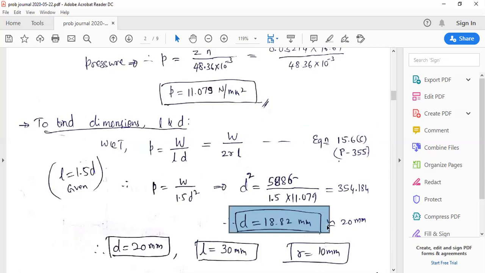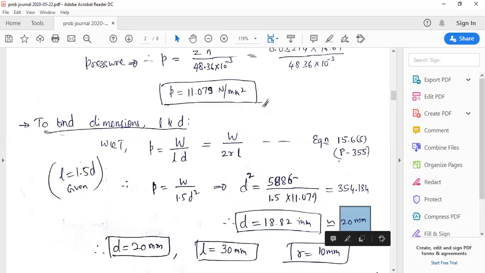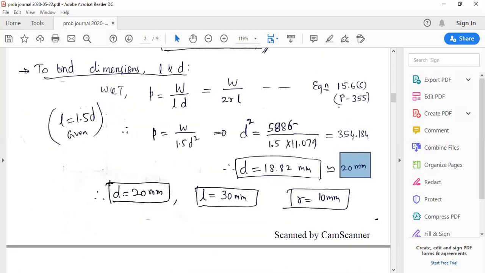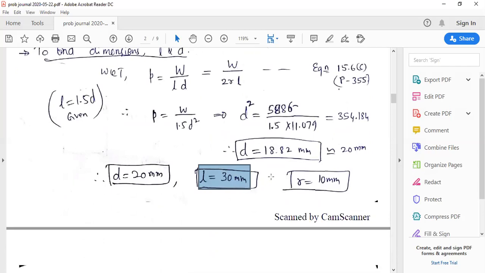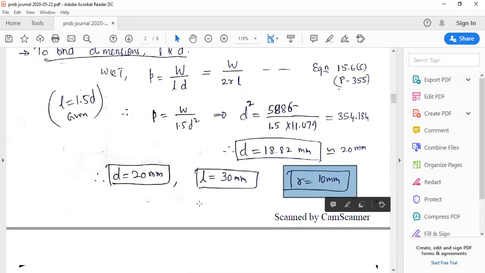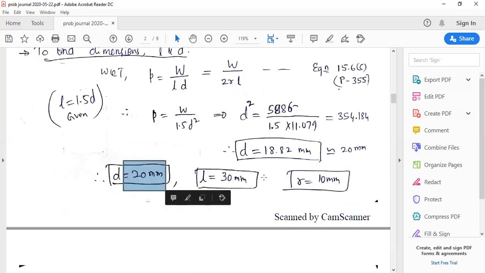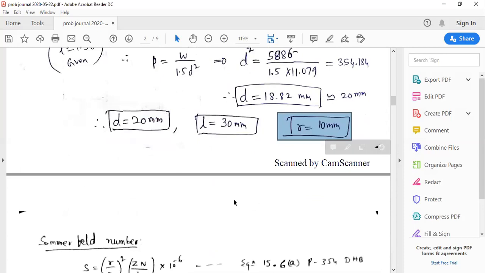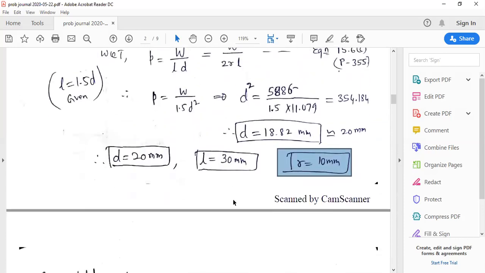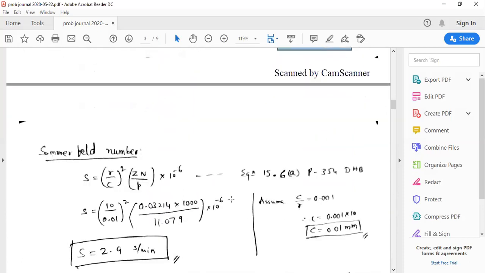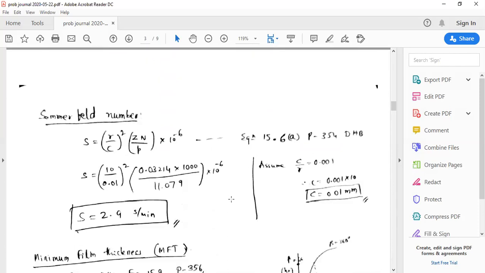So the equivalent value is 20 mm. That is the converted or rounded value. So the diameter of the shaft is 20 mm, the length of the bearing is 1.5 times small d, that is equal to 30 mm, and the radius of the journal is d by 2, that is 10 mm. These are the other two values. Once you get these two values, the next step is to go for the heat generation and heat dissipation calculation. For heat generation, we have to get the value of the coefficient of friction first.